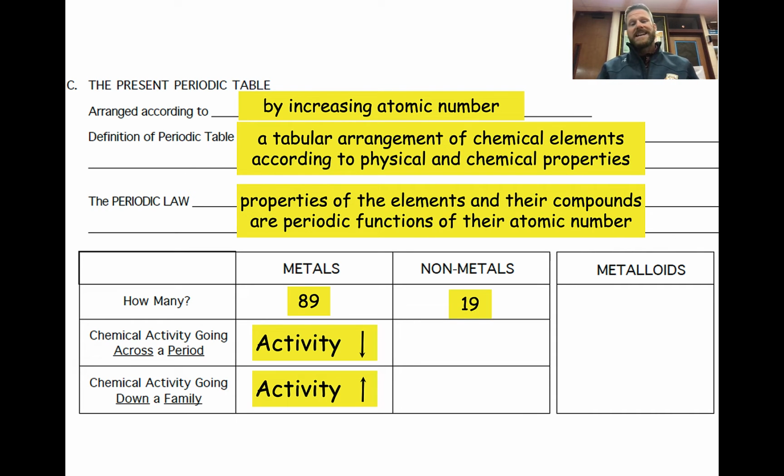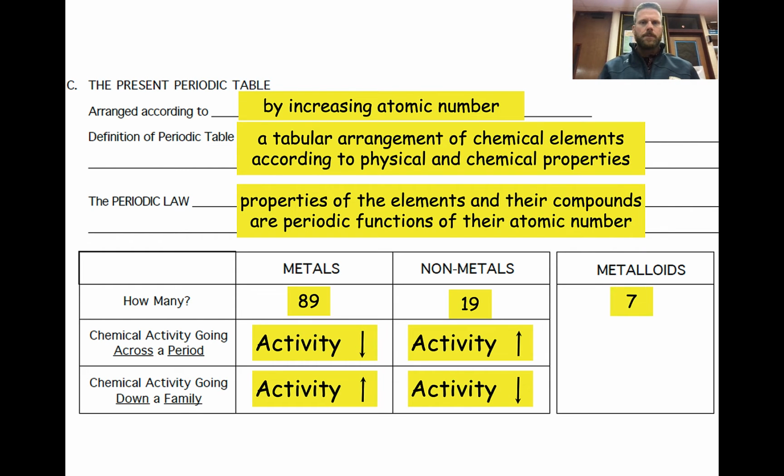There are 19 nonmetals. Their activity is actually the reverse of metals. Their activity increases as you go from left to right across the period, but it decreases as you go down a column or a family. The metalloids are the elements that separate the metals from the nonmetals on the periodic table. There are 7 of them. They include boron, silicon, germanium, antimony, tellurium, astatine, and arsenic.